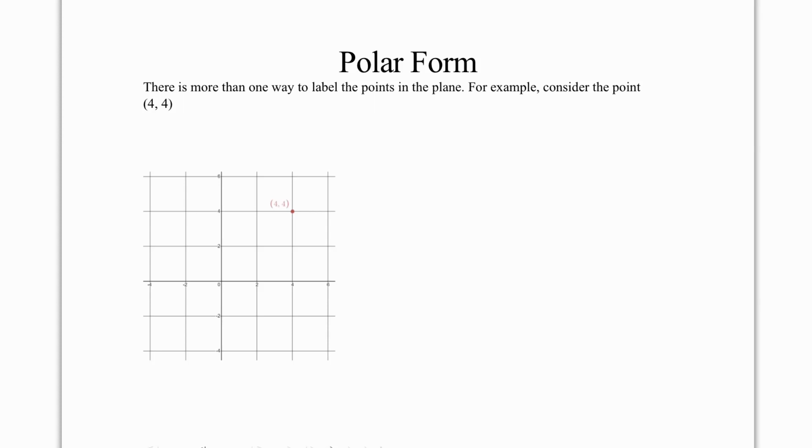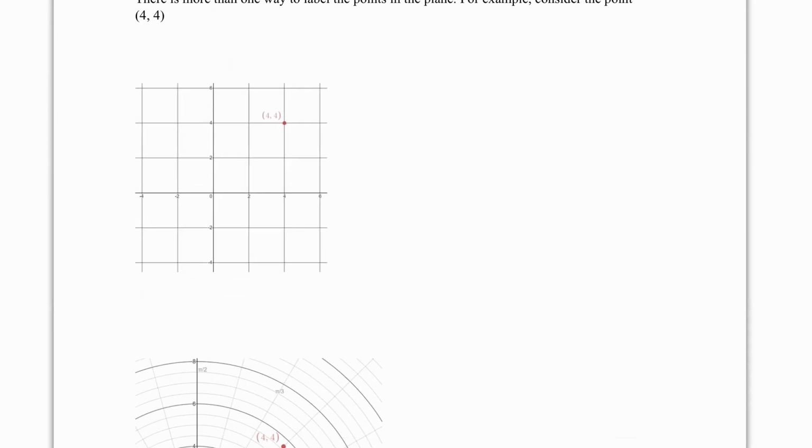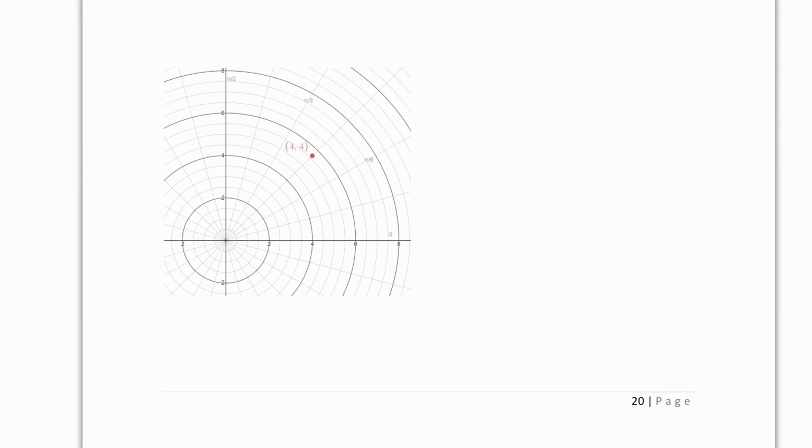But what if there was another way to label it? What if there was another type of grid to put down? In fact, there is. If we put down a grid like this, a bit of a spiral grid, well, the point (4, 4) now looks a little bit different. Let's see if we could find out how this point would be written down.